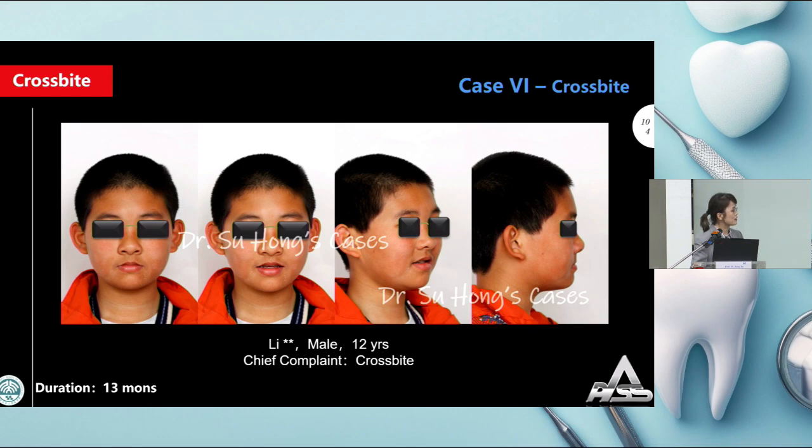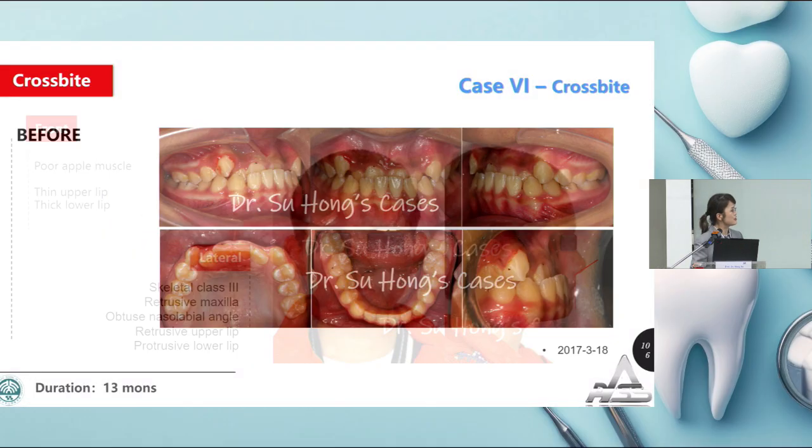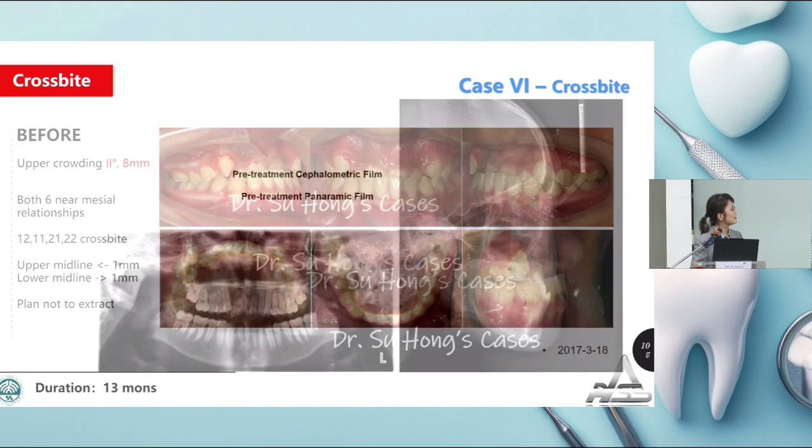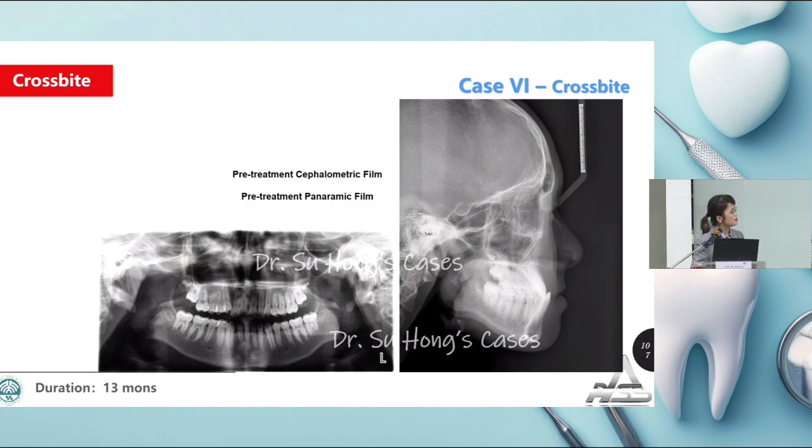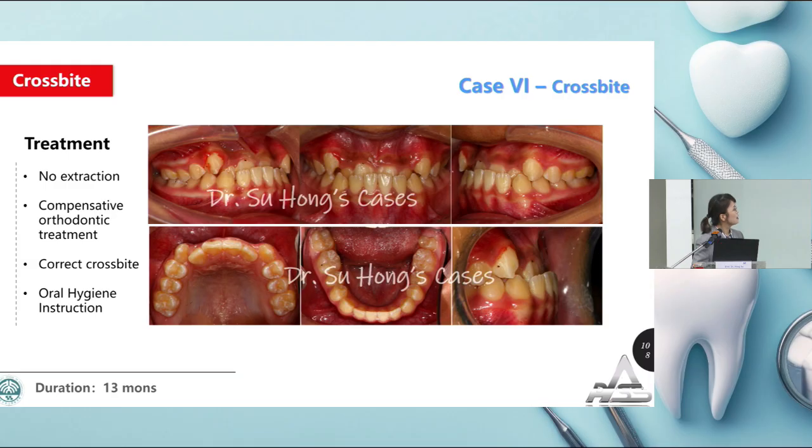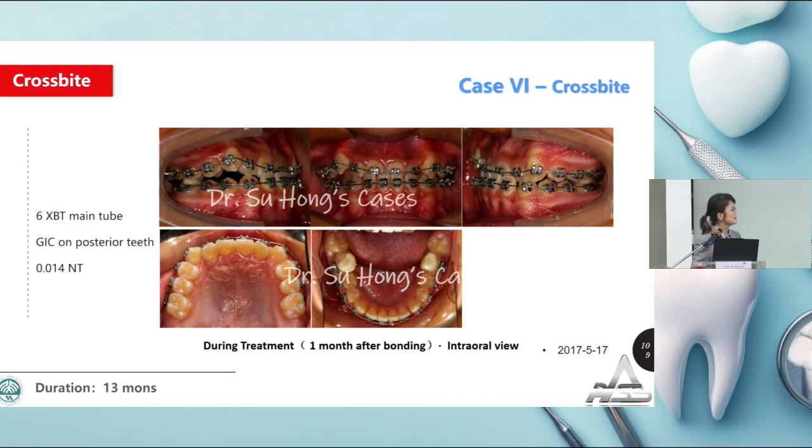Case 6, crossbite. We've shown this case, so we just keep a fast snap. Okay, we did a compensative orthodontic treatment with no extraction, just to correct the crossbite. We can see we use the arch wire. We insert them in the main tube with no extraction case.